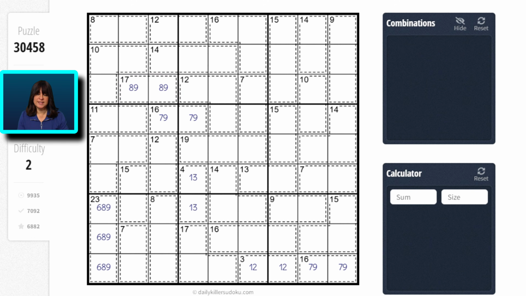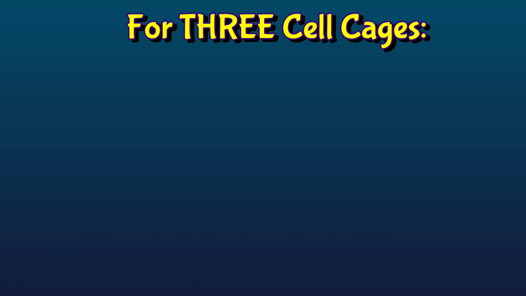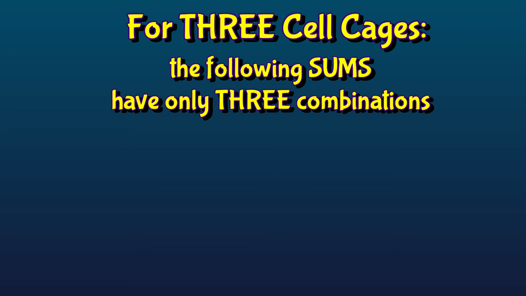Now, what about 3-cell cages? Remember, we found this cage with 3 cells summing to 23, and that could only be a 6, 8, or a 9. So here's a list of key combinations you'll find helpful for 3-cell cages. The following sums have only 3 number combinations.